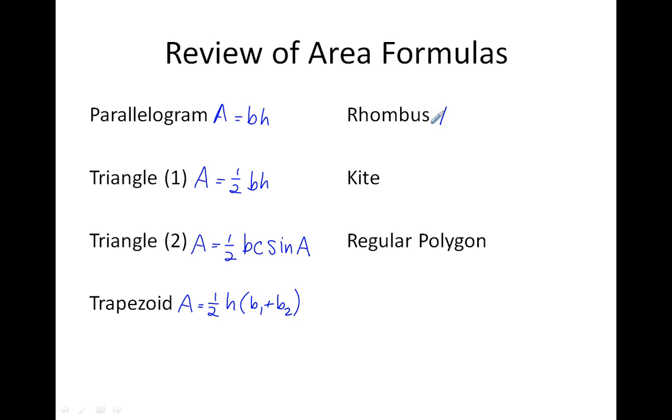For a rhombus, you will recall we're using the diagonals. It's 1/2 times the product of the two diagonals, so everything gets multiplied. A kite has the same formula as a rhombus, so it is 1/2 times diagonal 1 times diagonal 2. And for a regular polygon, we have 1/2 times the apothem times the perimeter. And remember, to find the perimeter, you simply take the number of sides and multiply that by the side length. So it becomes very simple.